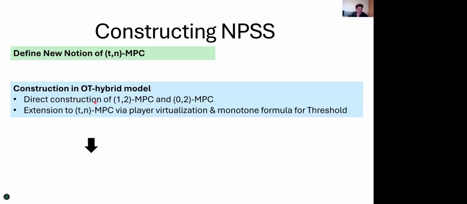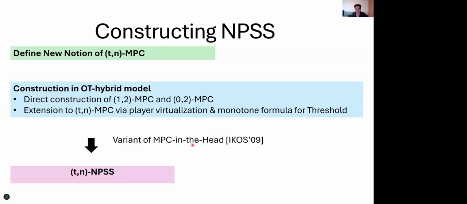Once we have this MPC, we transform it into T out of n MPSS. And for this, we use a variant of the MPC in the head transform. And we have to be careful because we care about exact threshold. And for this reason, we have to be very careful about the way that we use these OT hybrid channels. And it turns out that the use of OT channels translates to this use of partial assignments that I talked about previously.